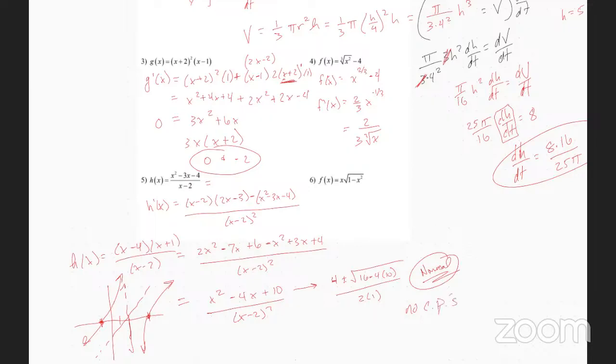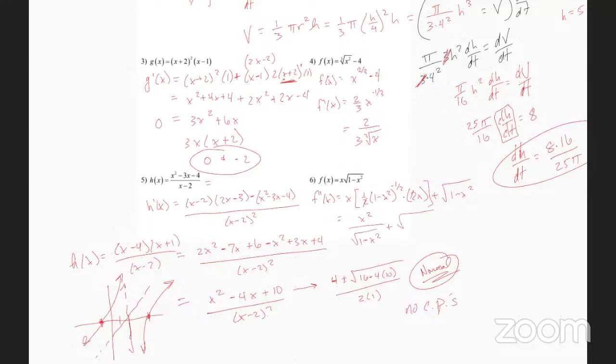For number 6, taking the derivative of this is going to be the first times the derivative of the second, which is 1/2 times 1 minus x squared to the negative 1/2 times 2x, right? Plus the second times the derivative of the first, so 1 minus x squared. So this we're going to have to simplify. Those 2's cancel out. So that equals x squared over the square root of 1 minus x squared plus the square root of 1 minus x squared.